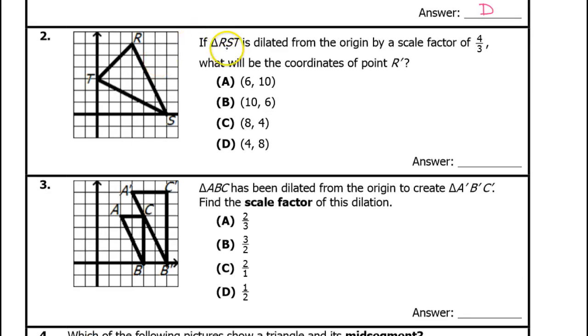Alright, problem number 2. Triangle RST is dilated from the origin by a scale factor of 4/3. What will be the coordinates of point R prime? Well, what are the coordinates of point R in the first place? Let's start with that. Okay, so R is 3, 6.